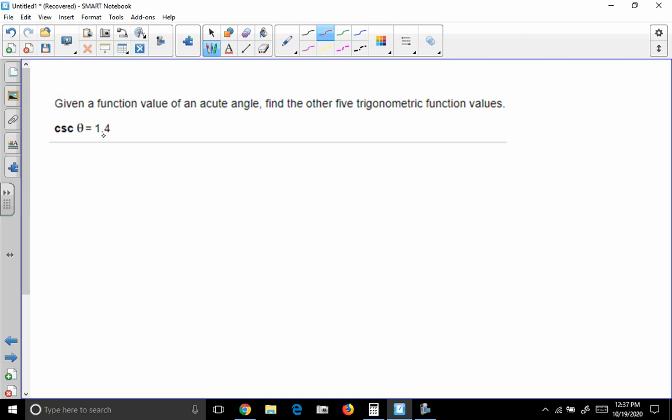If we take a look at this way, we could call cosecant theta equals 1.4. We could write that as a fraction if we want to. We could leave this as a fraction with a decimal on top, or typically we don't like decimals in a fraction. So to move that decimal over, we could multiply the top by 10 to move it over one spot and multiply the bottom by 10. So that would give us 14 over 10, which reduces to 7/5.